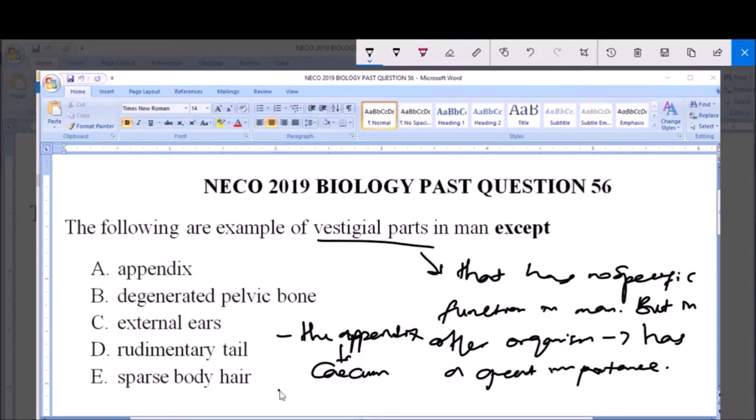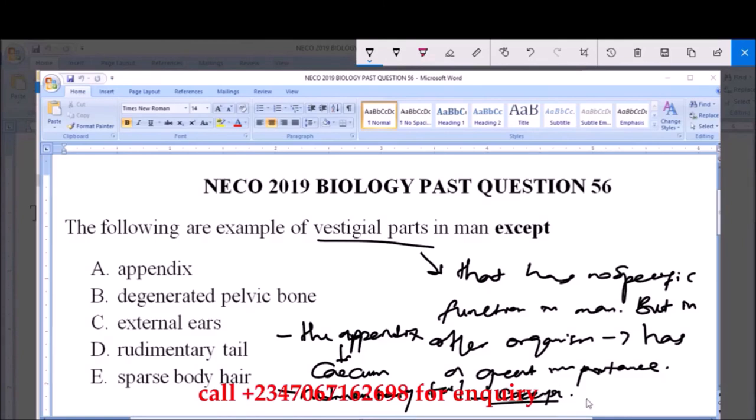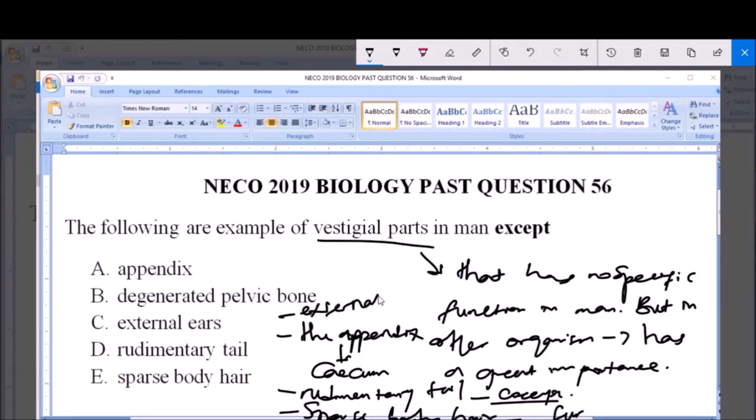Another example is the rudimentary tail in man. That is the coccyx. In other animals it forms the tail, and it is very important, but in man it becomes rudimentary, that is the coccyx bone. Another example is the sparse body hair. In other animals this forms the fur. And another example is the external ear. The external ear of man is small compared to that of other animals. So these are the vestigial parts in man.